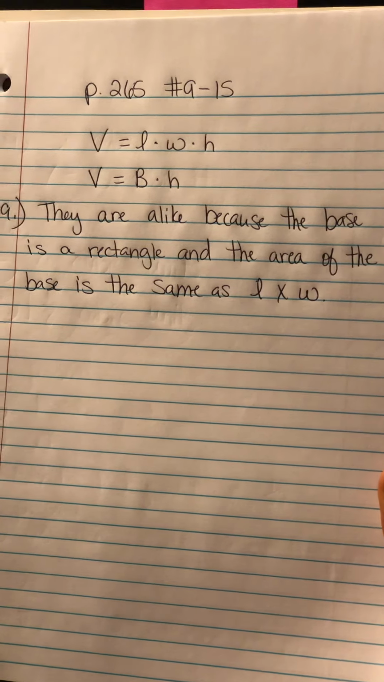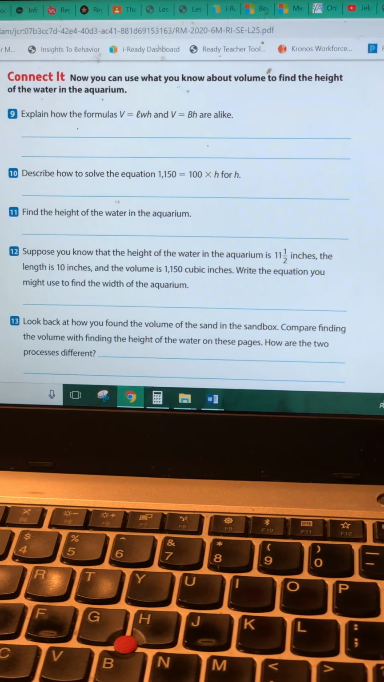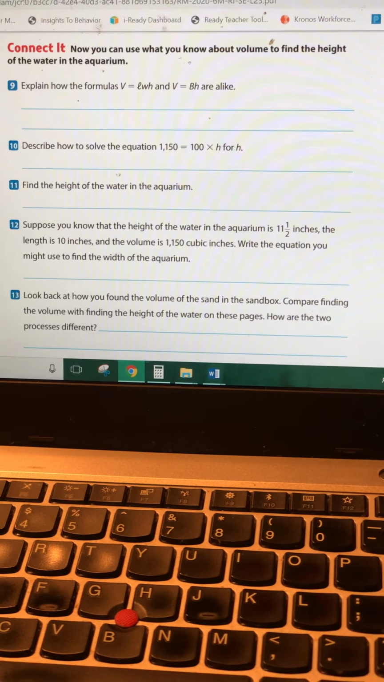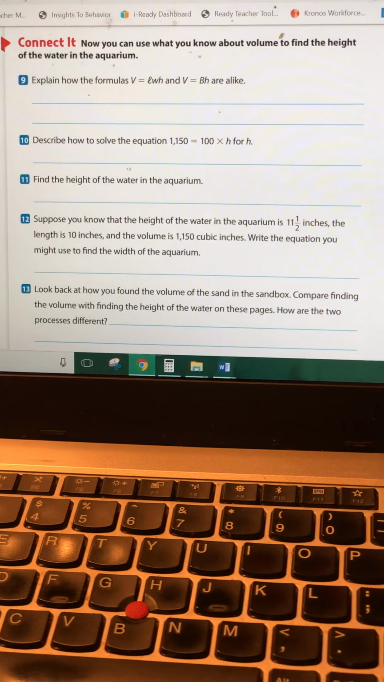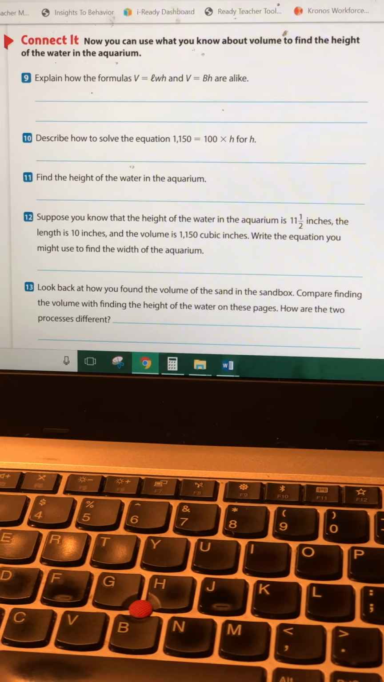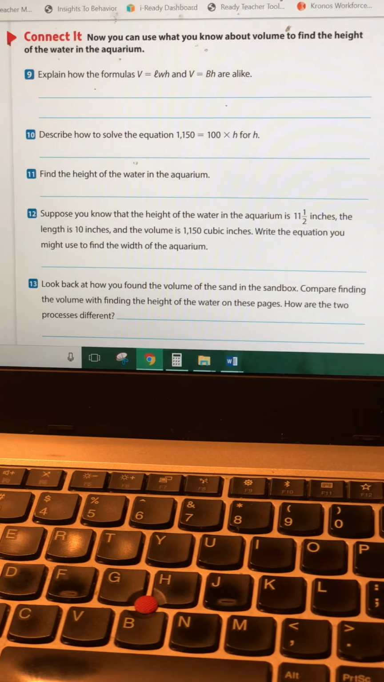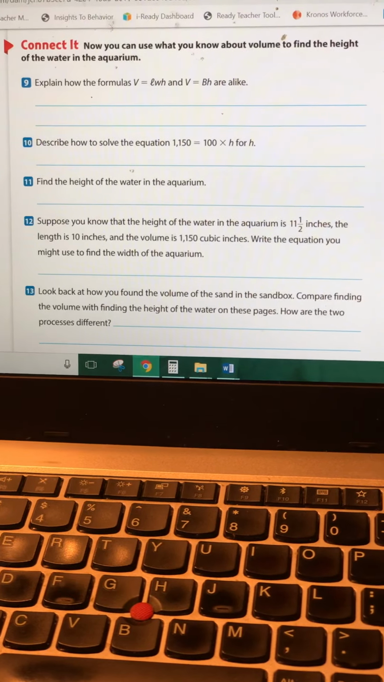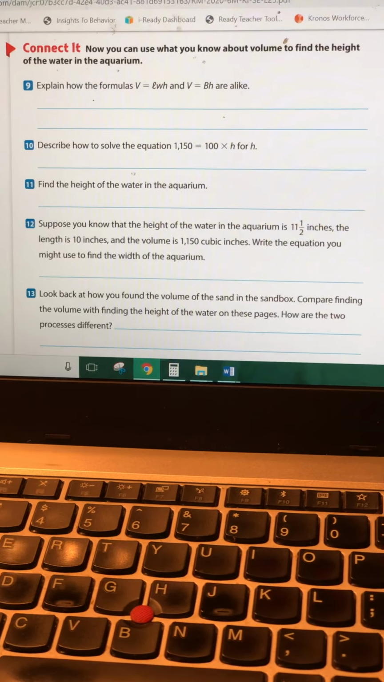Okay, now we're going to look at number 10. It says describe how to solve the equation 1150 equals 100 times H for H. So we need to solve for H, okay? So what we would need to do, if you guys recall, when we left for third quarter, we were solving equations and solving multiplication equations. So I'm going to write this down, so give me just a moment so you'll see what it should look like.